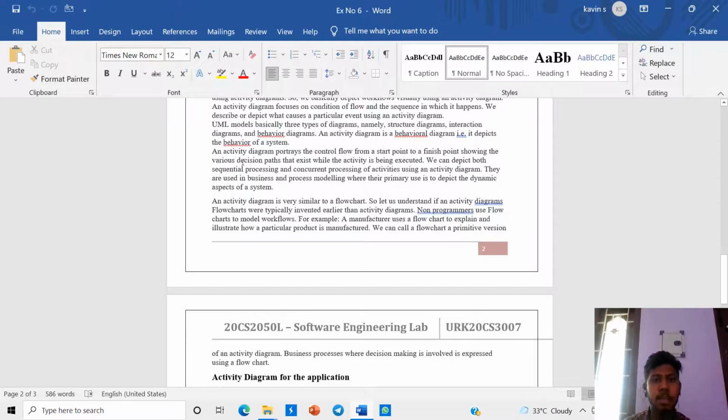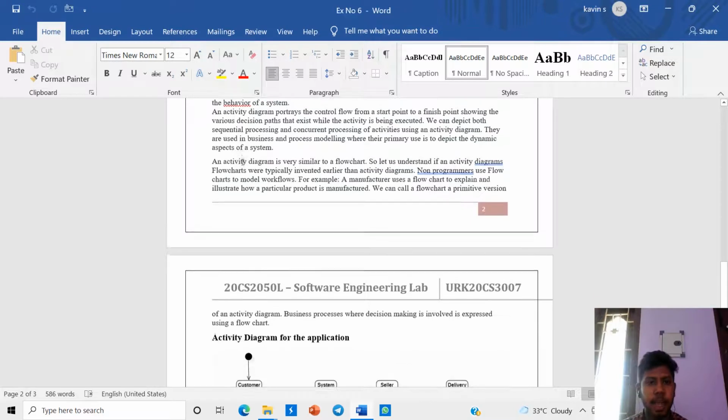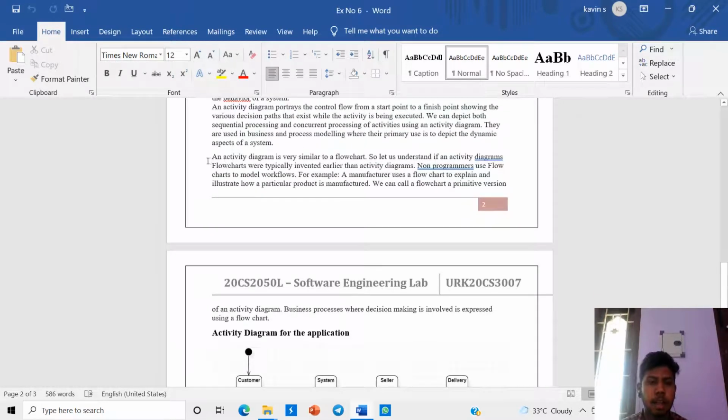An activity diagram portrays the control flow from the start point to the finish point, showing the various decision paths that exist while the activity is being executed. We can depict both sequential processing and concurrent processing of activities using the activity diagram. They are used in business process modeling, where the primary use is to depict the dynamic aspects of a system. An activity diagram is very similar to a flowchart.